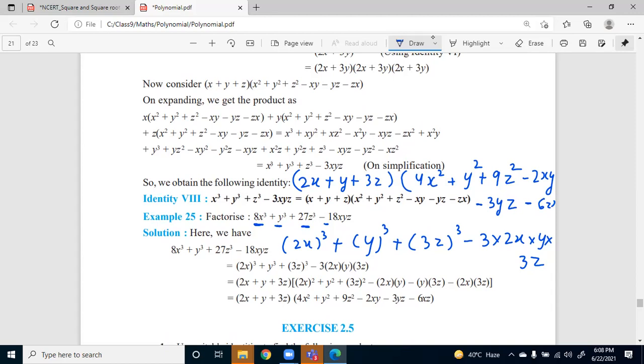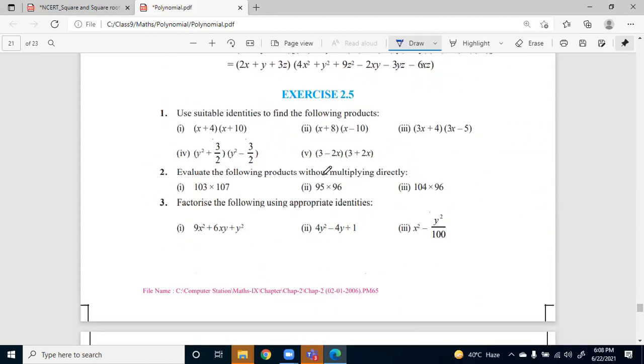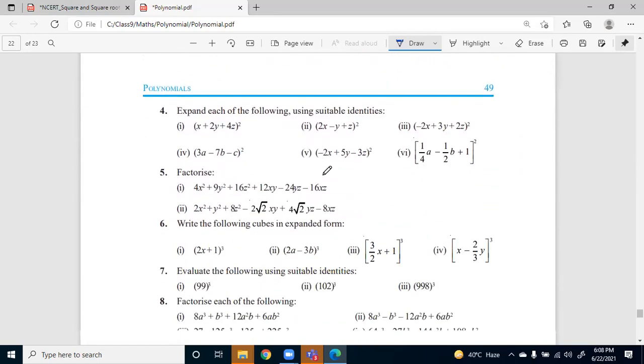So what is the identity that you have to remember? x cube plus y cube plus z cube minus 3xyz is equal to x plus y plus z in one bracket, and in another bracket x square plus y square plus z square minus xy minus yz minus zx. So that identity you have to remember. Let's proceed to the exercise.